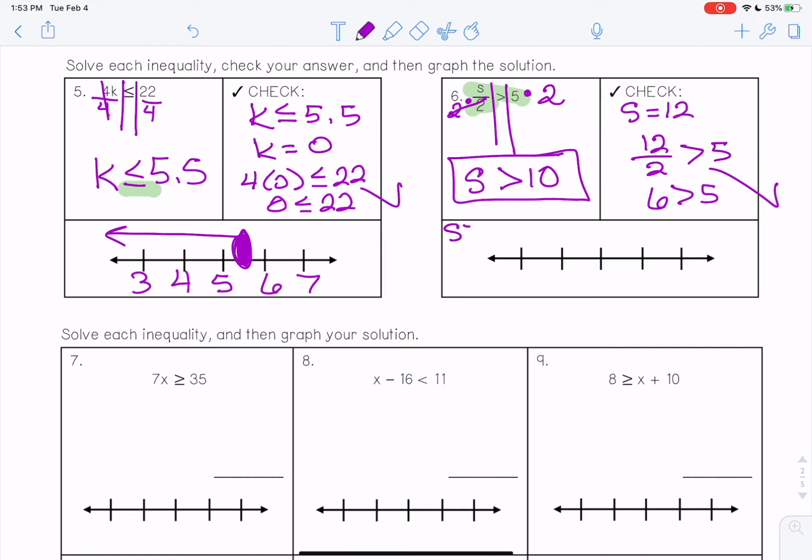Now I'm going to graph my answer. S is greater than 10. I'm going to choose a couple of numbers bigger, a couple of numbers smaller. I'm going to put my bubble on 10. There's no or equal sign on that. It's just the greater than symbol, so my bubble stays open. And S is greater than 10, so I'm going to point my arrow in all the numbers bigger than 10.